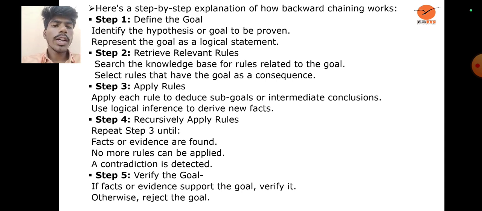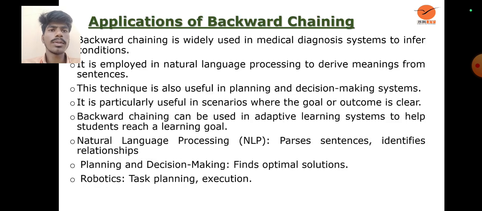Step 4: recursively apply rules. Repeat step 3 until facts or evidence are found, no more rules can be applied, or a contradiction is detected. Now step 5: verify the goal. If facts or evidence support the goal, verify it. Otherwise, reject the goal. If it is not verified, then reject the goal.